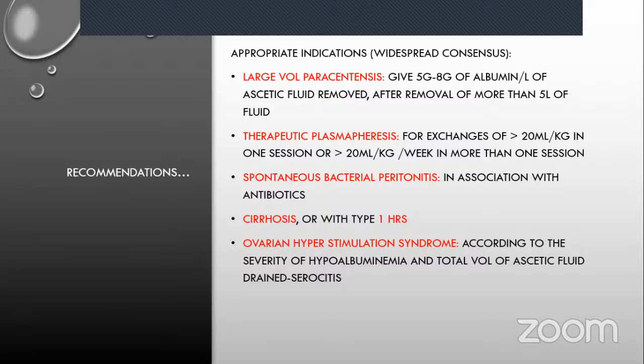So where you have large volume exchanges of about 1.4 liters per exchange, you need to replace albumin. Spontaneous bacterial peritonitis we have seen in cirrhosis with SBP. Cirrhosis also with type 1 hepatorenal syndrome. In hepatorenal syndrome, the liver cannot clear the vasodilator, so albumin will act as a scavenger. That's why in hepatorenal syndrome, we give large volumes of albumin for this.